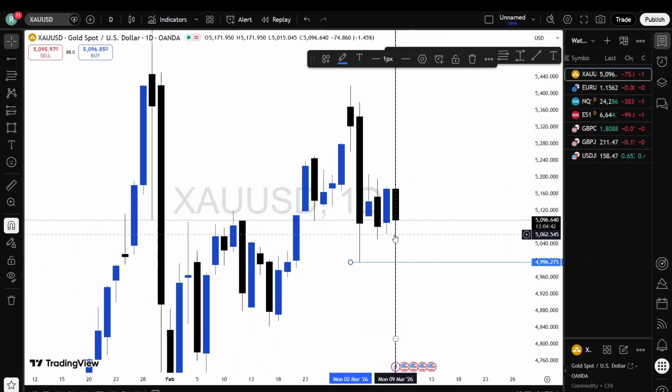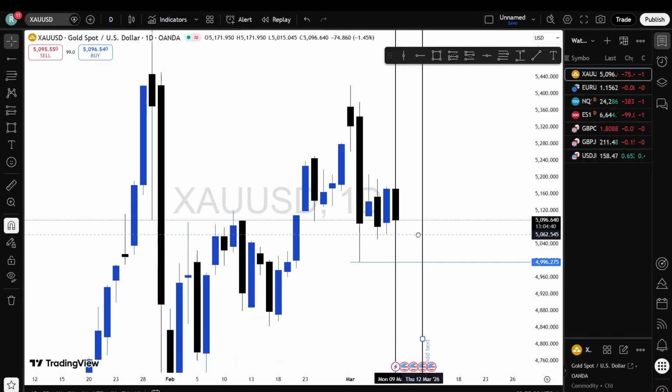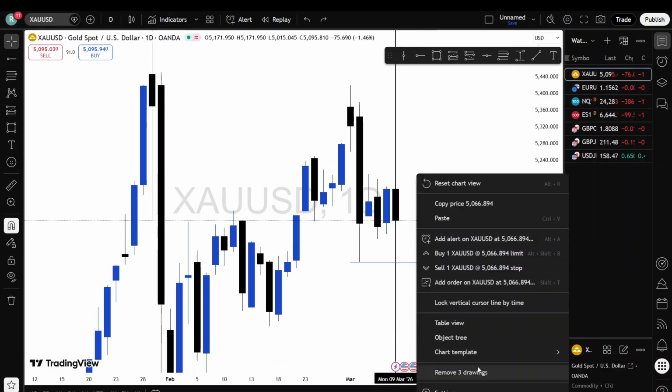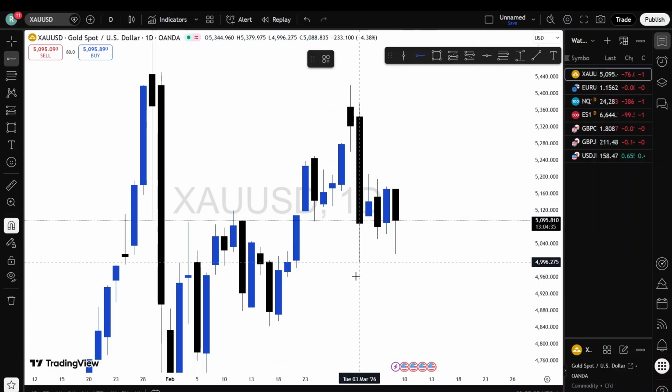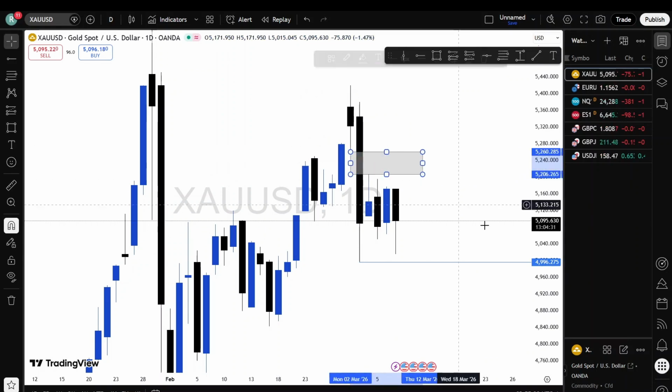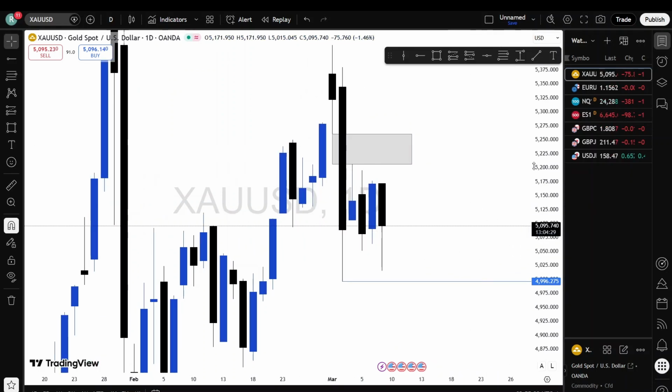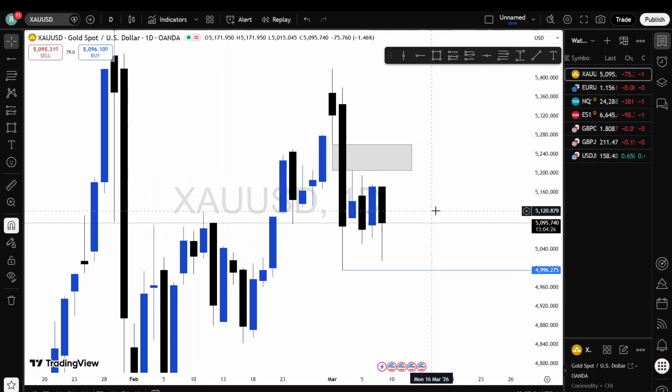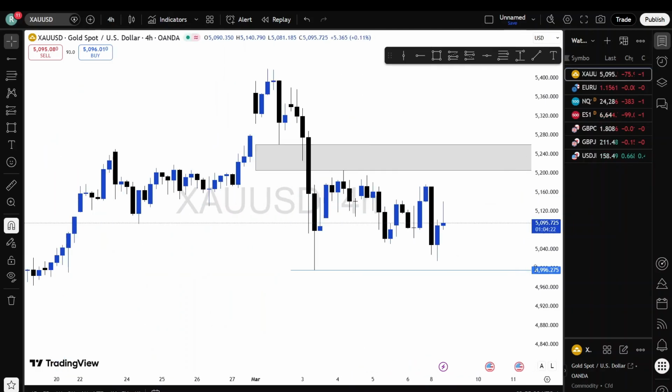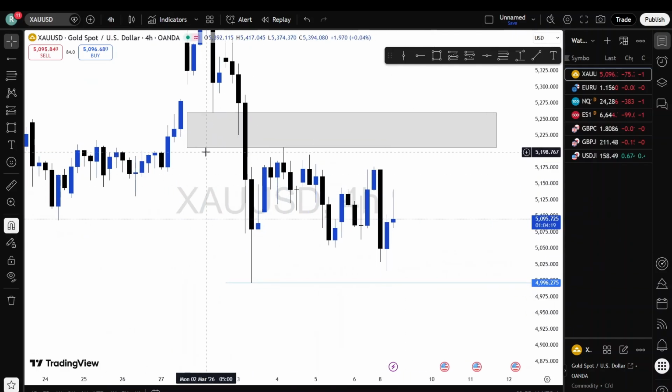Daily time frame is still the same. Let me delete these lines. Price still hasn't touched this FVG, hasn't tapped yet, and price has not reached this low also. If we see on the 4-hour time frame, price hasn't given the TP of the 4-hour FVG as well, that is this low.